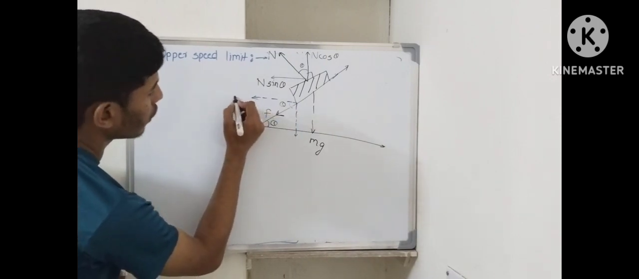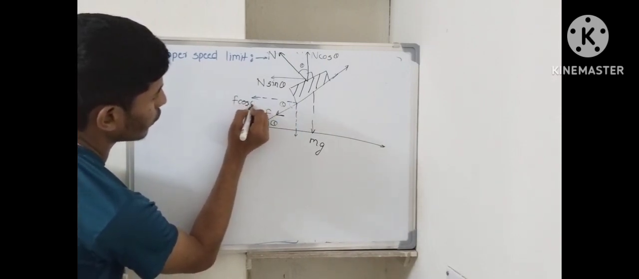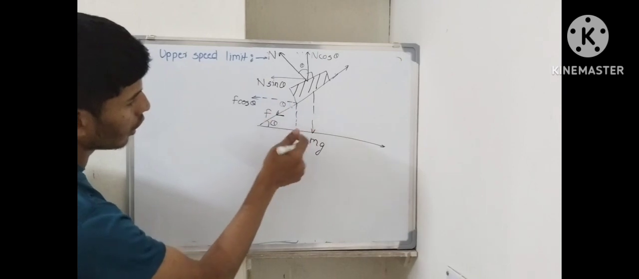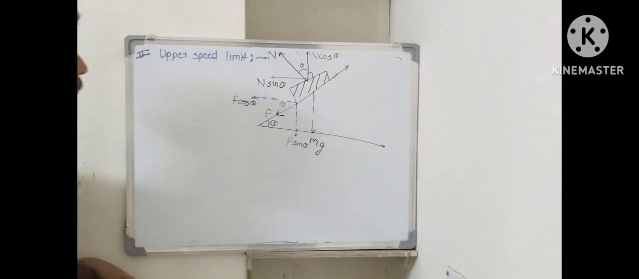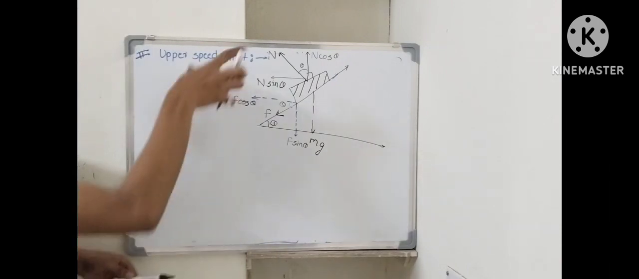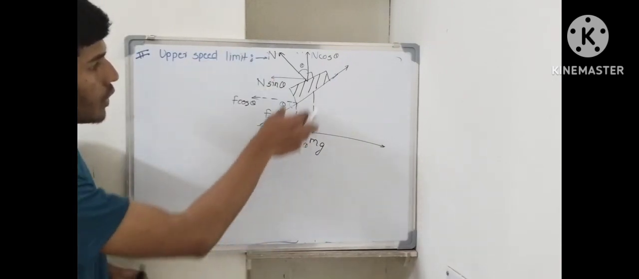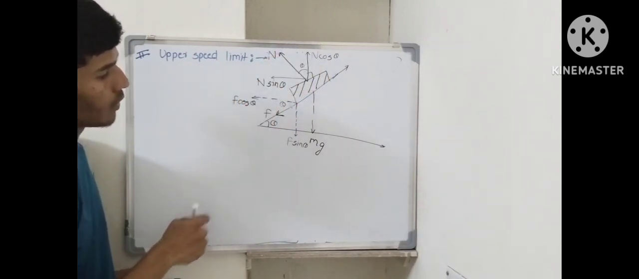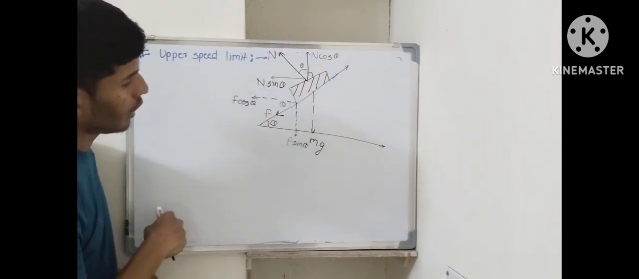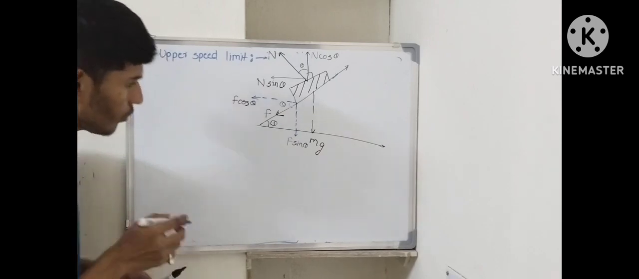What will be the component? This will be F cos theta, and away from the component, that is F sin theta. Understand the forces. The first one is along the vertical direction. The first one is n cos theta. The second one is mg, and the third one is f sin theta.